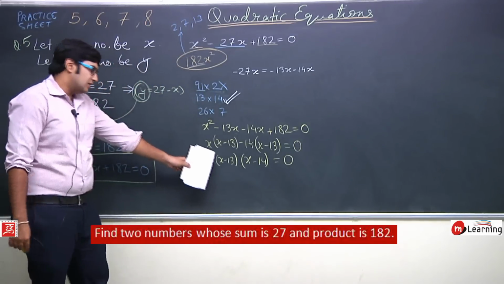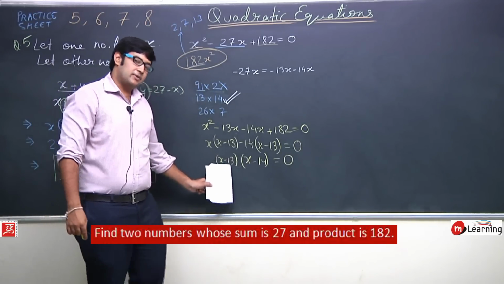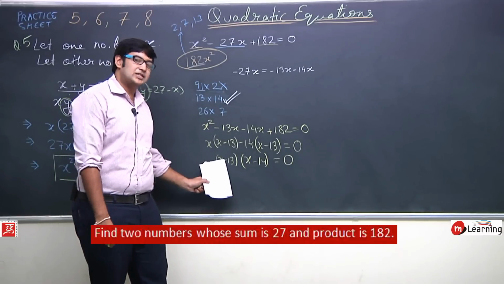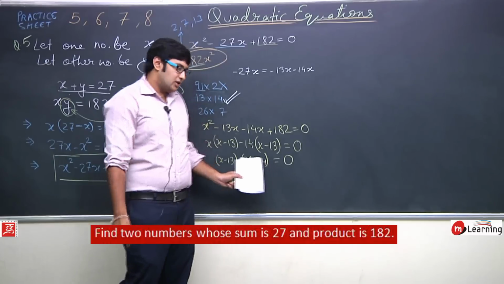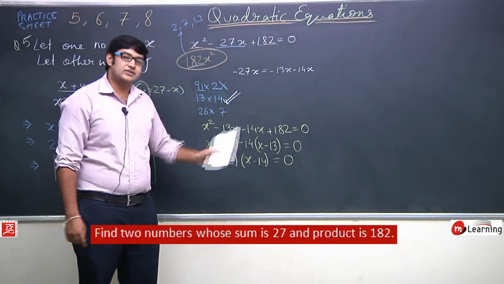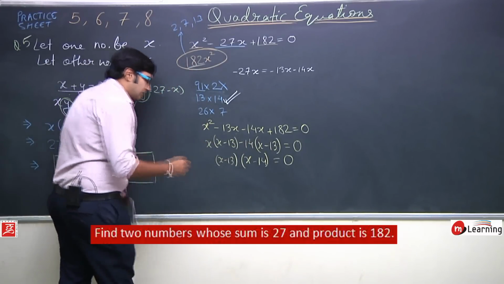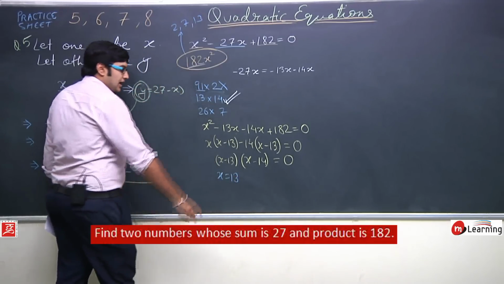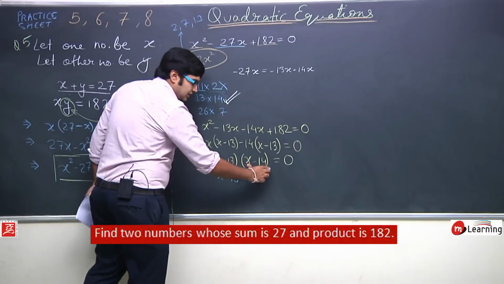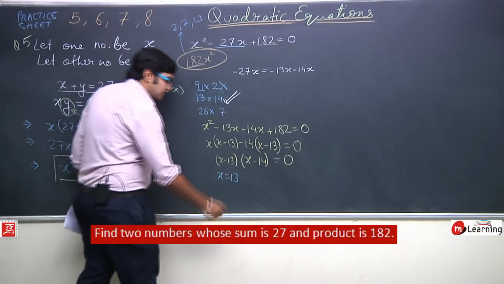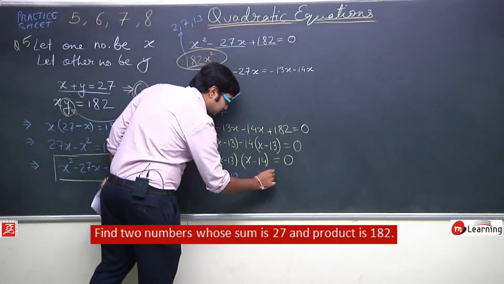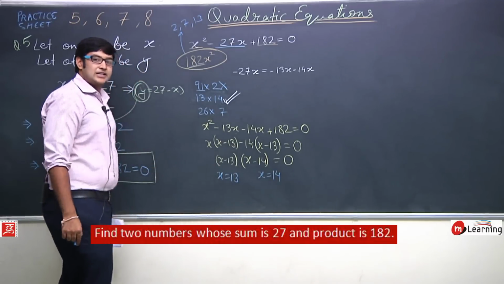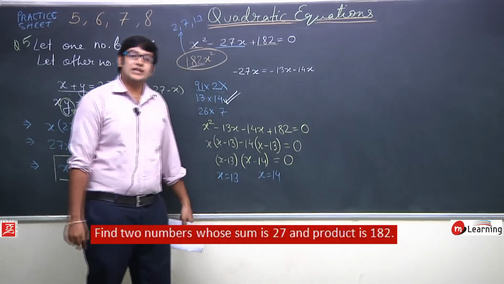So what does this mean? The product of two linear polynomials is equal to 0. It means either this one is 0 or this one is 0. If x minus 13 is equal to 0, then the value obtained for x will be 13. And if x minus 14 is equal to 0, then the value obtained for x will be 14. So the value of x is once 13, and once 14.